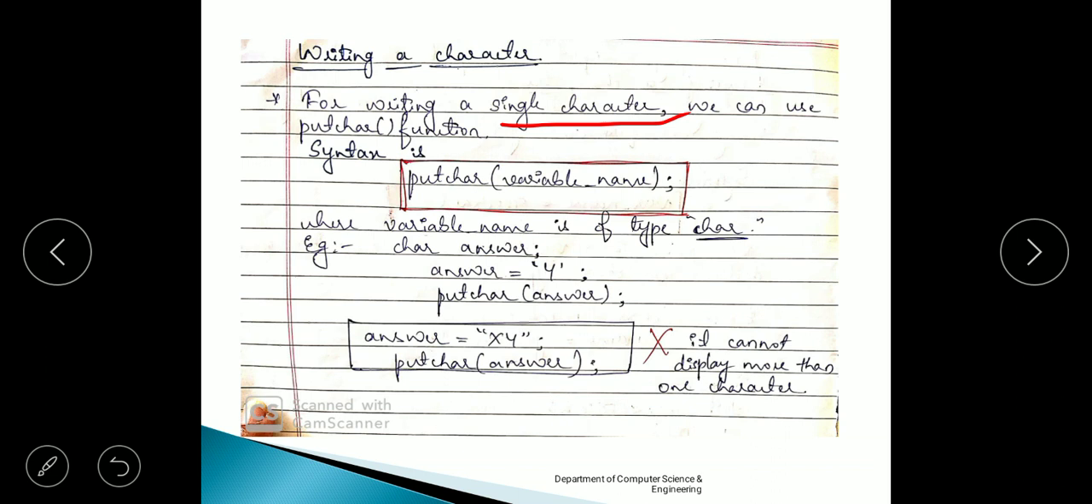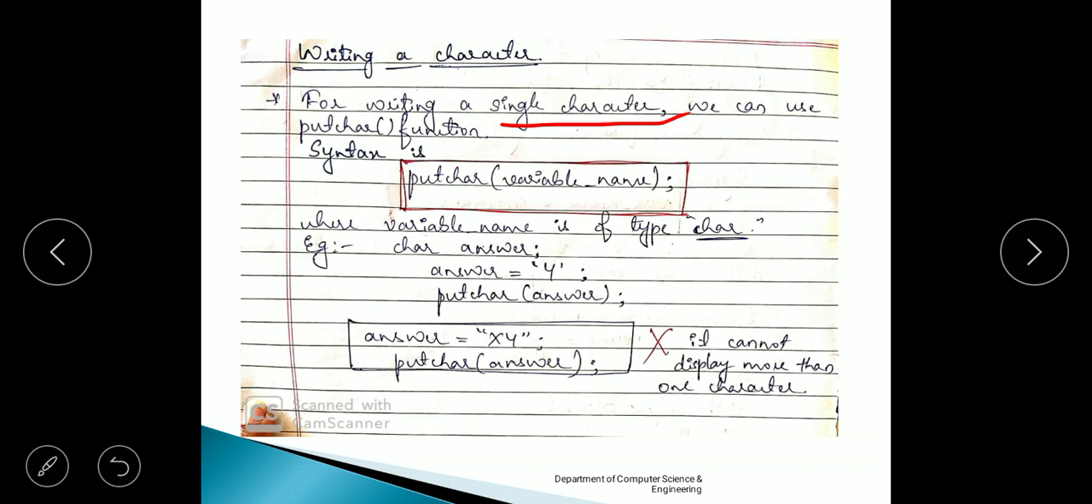And the syntax is as follows, that is putchar, open the parenthesis and the variable name, close the parenthesis, and it ends with a semicolon. Putchar variable name. So here again the variable name is of type character. The variable name should be of character data type.